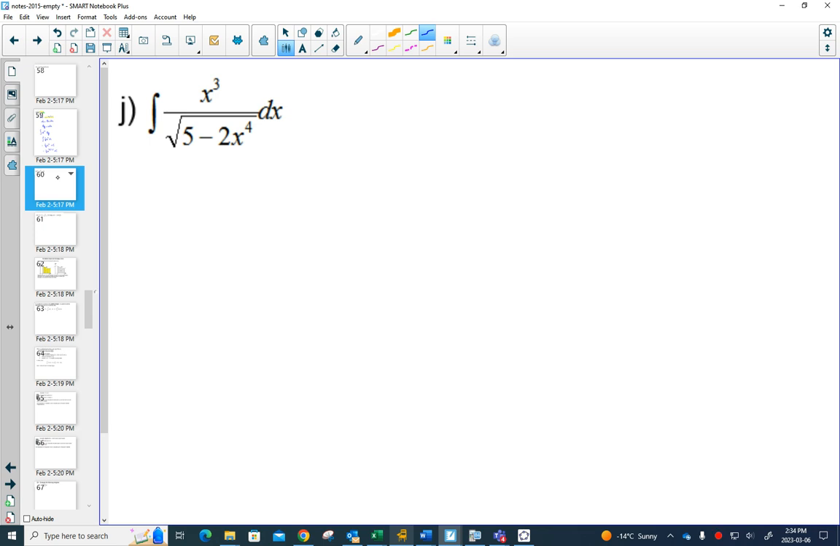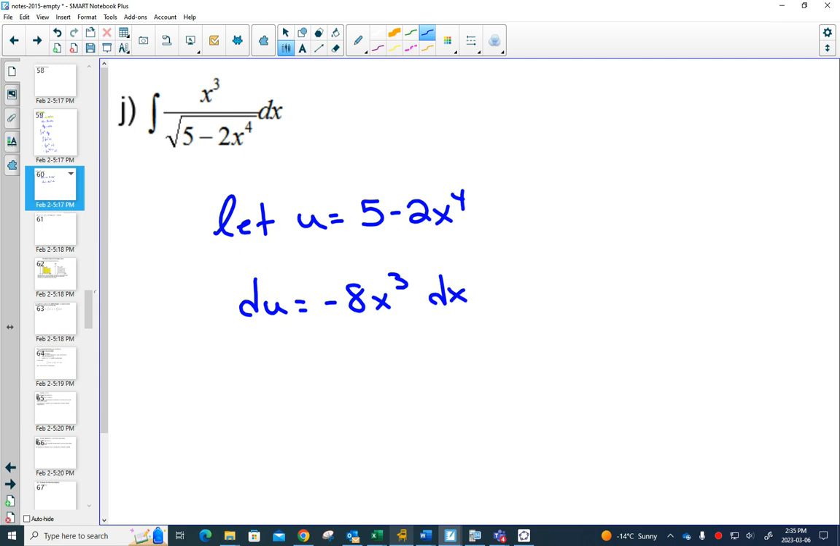So I start off by saying, let u equal that inside function. Then the derivative du dx will be negative 8x cubed. So I can divide both sides by -8.